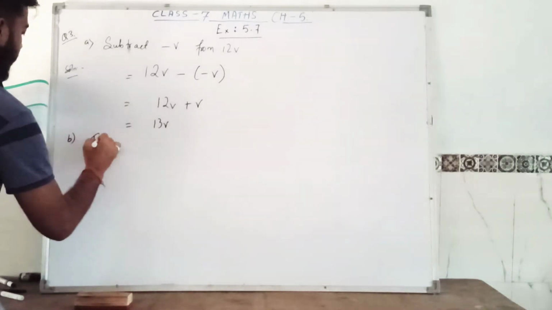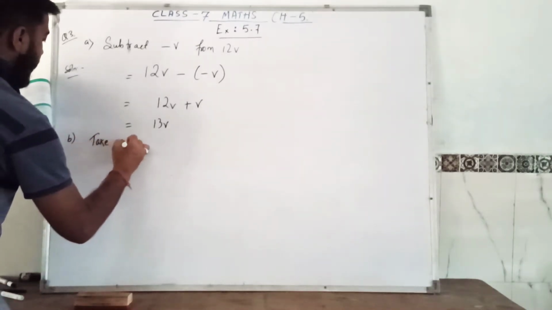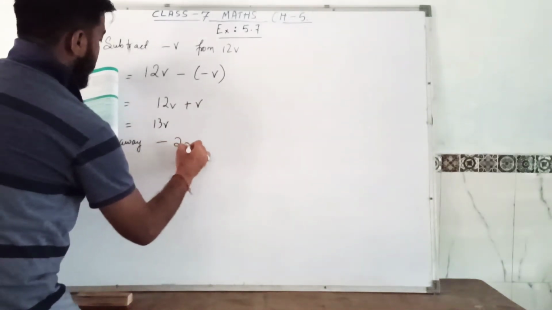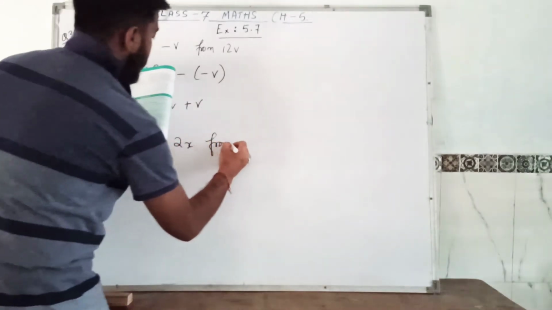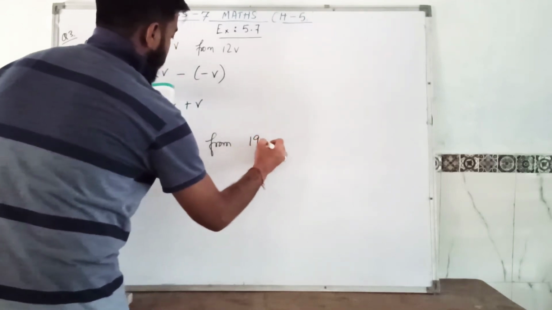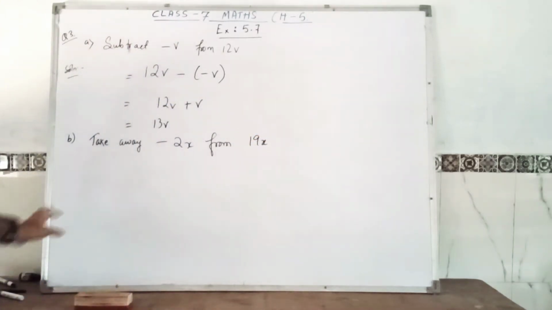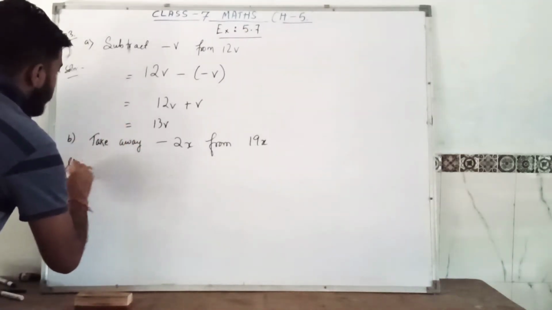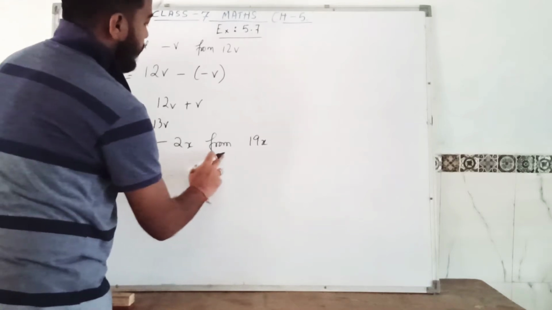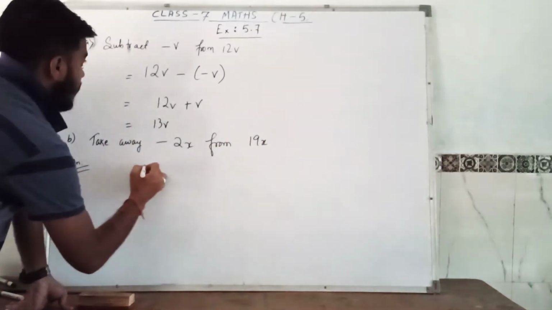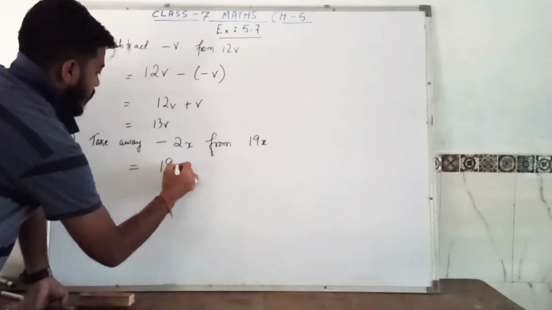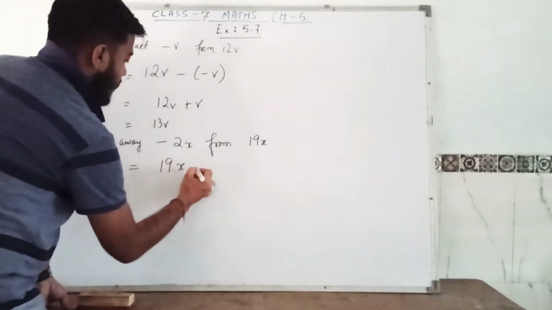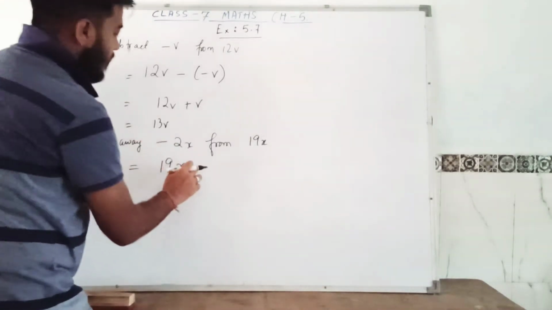Question number B. Take away. So what is the meaning of take away? Take away means reduce, right? That is again minus. Take out means subtract. Clear? The question is making you confused. Take away means subtract only. So you have to subtract minus 2x from where? From 19x, right? So you write here 19x will come first. Yes or no?